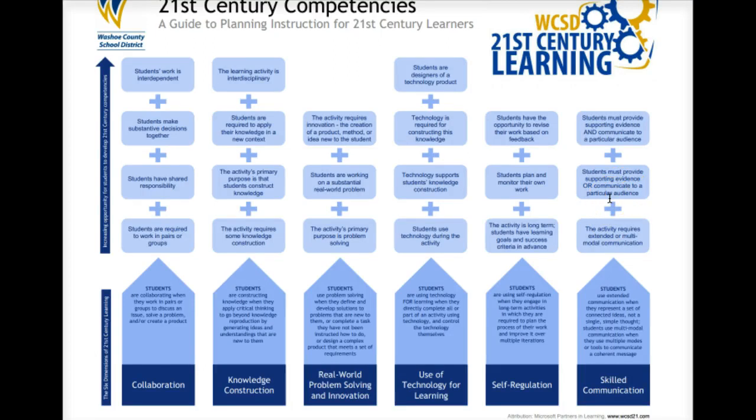Students must provide supporting evidence or communicate to a particular audience. If you look at your learning activity and say, well, yes, it does require them to do that, then you move up to the final box where it says they must provide supporting evidence and communicate to a particular audience. So as you're going through, and if you want more information on each of these criteria, there will be a link you can follow to the full text of the learning activity rubrics.